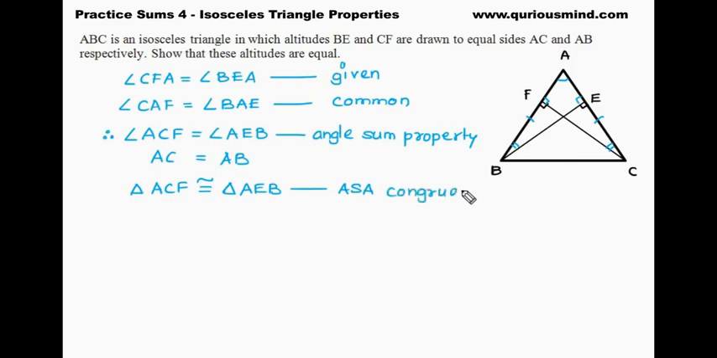Triangles are congruent, that means their corresponding parts are going to be equal, and that gives me CF is equal to BE, and that's what we were set to prove.